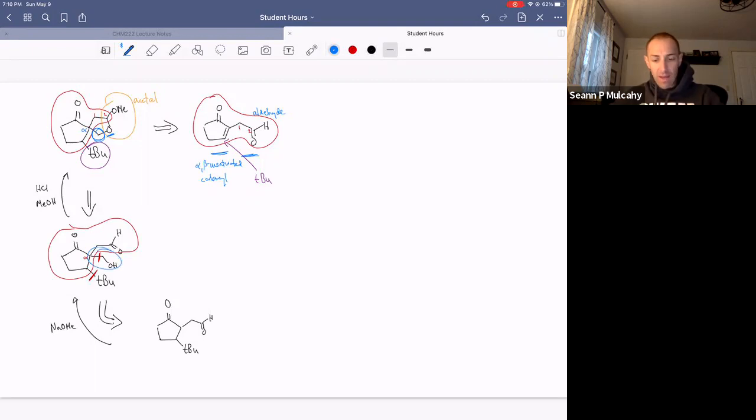What aldehyde would that be? It would be formaldehyde, right? Everybody agrees that that one carbon unit is going to be formaldehyde. Now, who sees a problem here? Who sees a problem with doing this reaction as drawn?